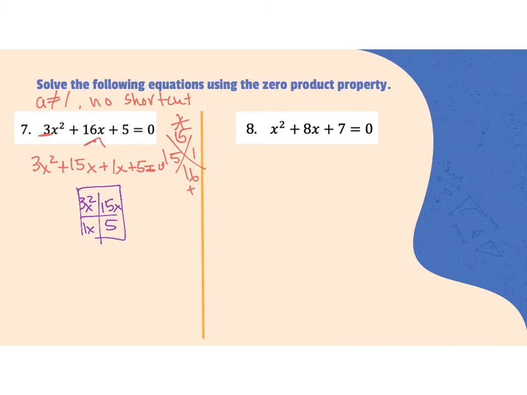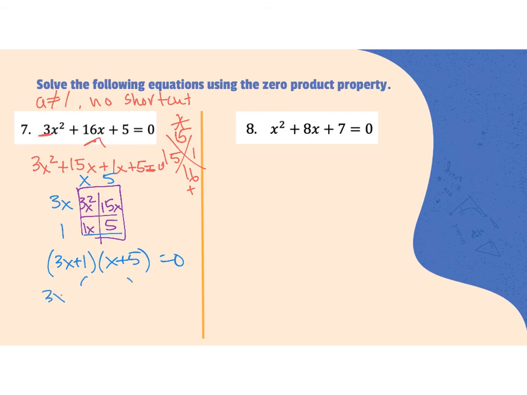Okay, so 3x squared and 15x. That's going to be a 3x for a GCF. 1x and 5 is a 1. 3x squared and 1x is an x. And 15x and 5 is a 5. So I have 3x plus 1 and x plus 5 equaling 0.